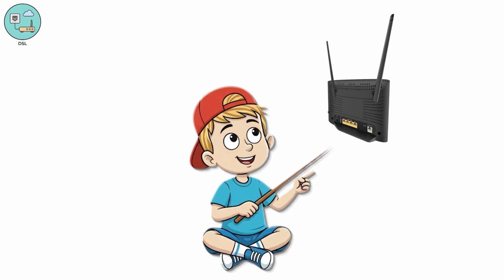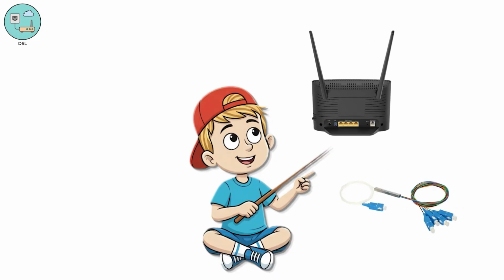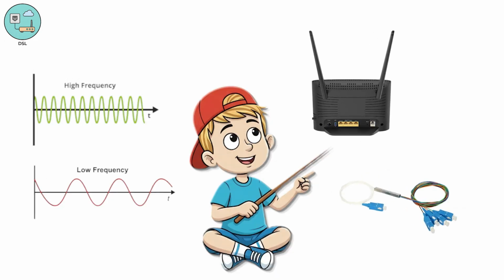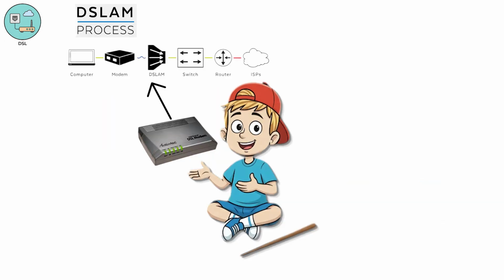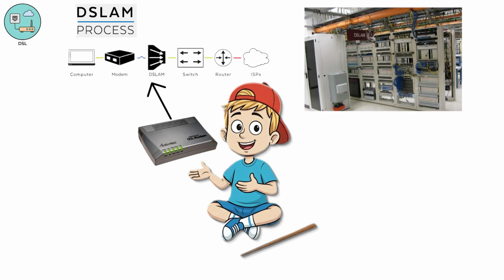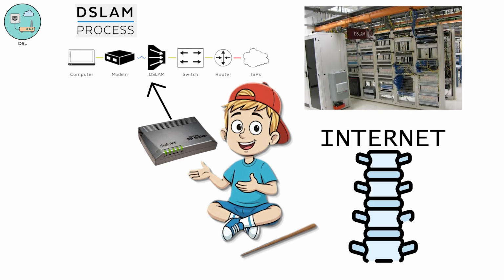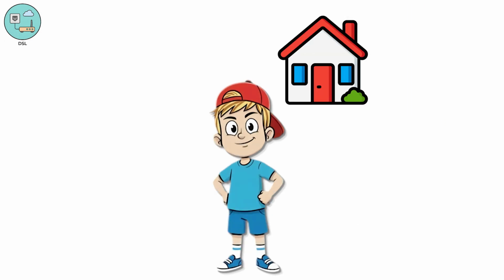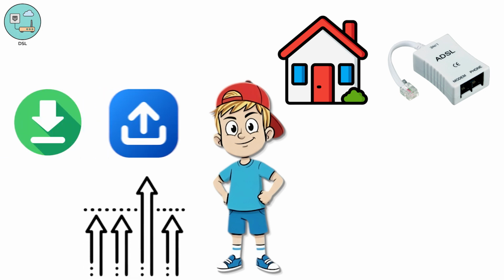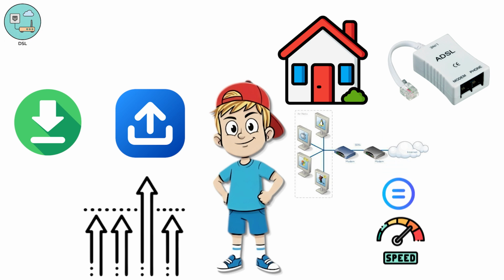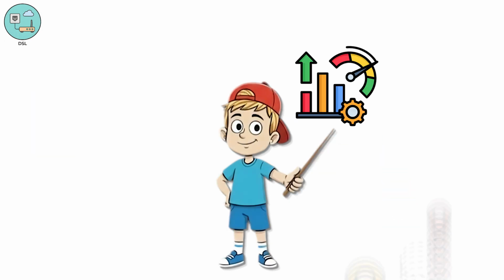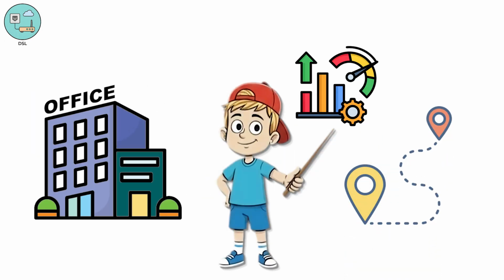The system uses DSL, modem, and splitter to separate high-frequency data from low-frequency voice. Your modem connects to a DSLAM at the provider's central office, linking you to the internet backbone. Most homes use ADSL, where downloads exceed uploads, while businesses use symmetric DSL for equal speeds. Performance varies by distance from the central office.